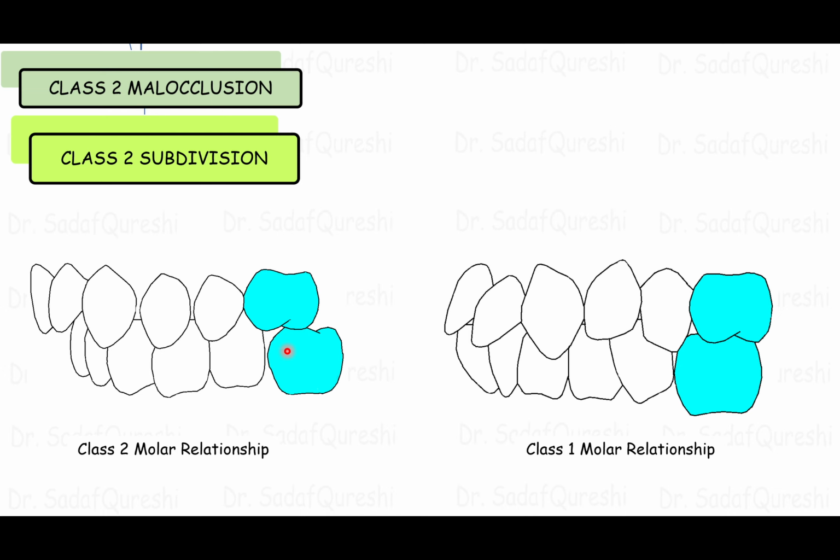So what is basically in class 2 subdivision? In class 2 subdivision, there is class 2 molar relationship in one side and class 1 molar relationship at other side. If you are interested in what is class 2 molar relationship or class 1 molar relationship, we explained that in our last video. You can go and watch that. But in this, we can simply say that class 2 subdivision has class 2 molar relationship in one side and class 1 molar relationship at other side.